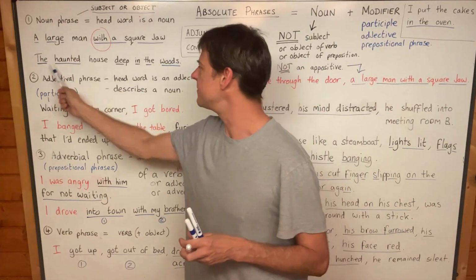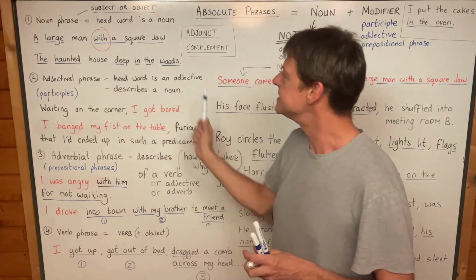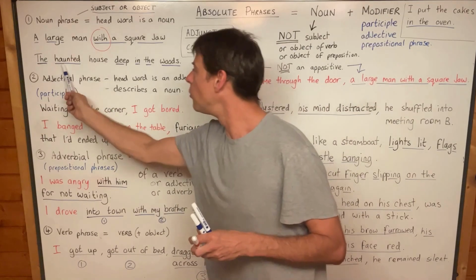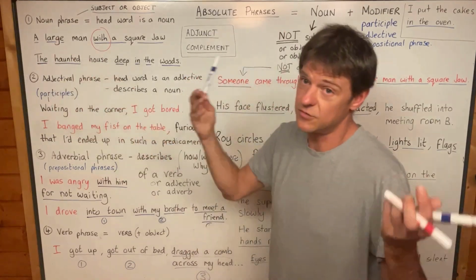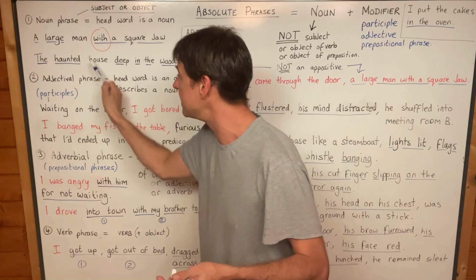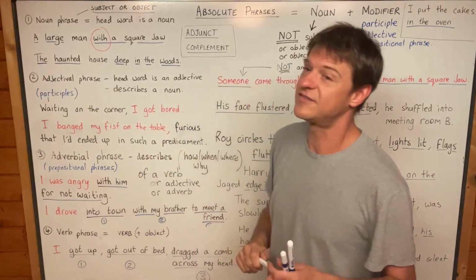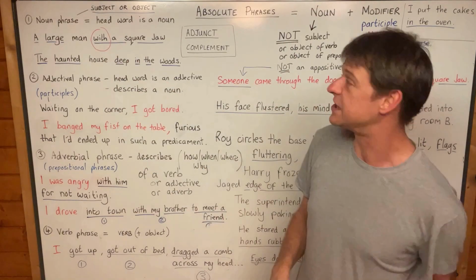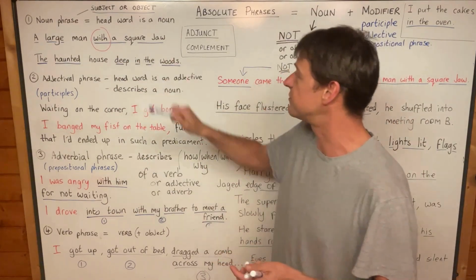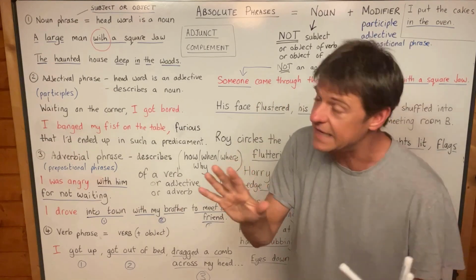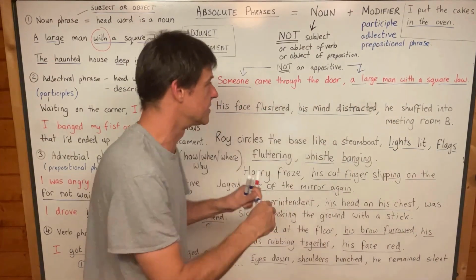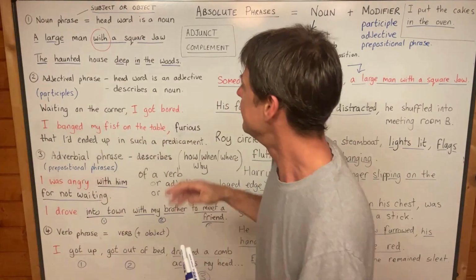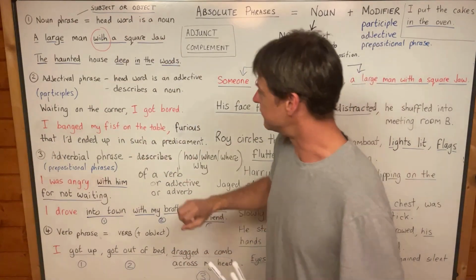Okay, and I can do exactly the same with the second one. The haunted house deep in the woods. Deep in the woods describes where the house was. Haunted describes the house. The article the is also a describing word. And so house is the head word, it's the head noun, and this will be the subject of a verb or the object of a verb or the object of a preposition, just like that one was. Okay, or maybe it stands in apposition to the subject or the object of the verb or the object of a preposition. Okay, that's what a noun phrase is.